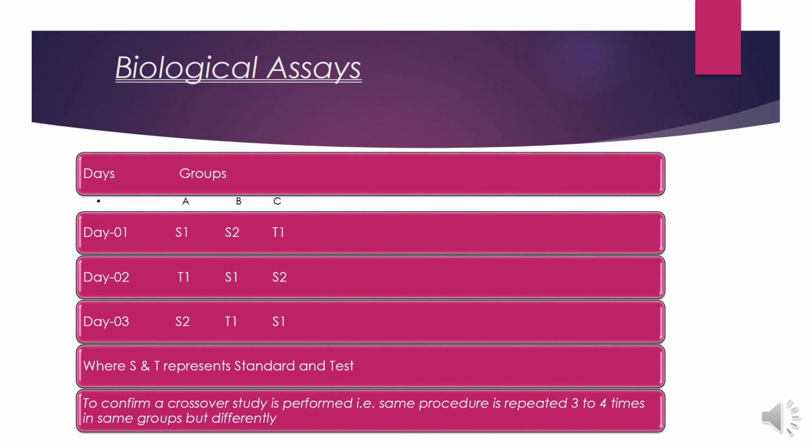So all will receive all three doses in a 2 plus 1 or 3-point assay, whereas if it is a 2 plus 2 or 4-point assay, then all the groups will receive 4 doses of two standard and two test samples, to confirm their efficacy, potency, dose, whatever the desired outcome or response, or the parameter you want to check.